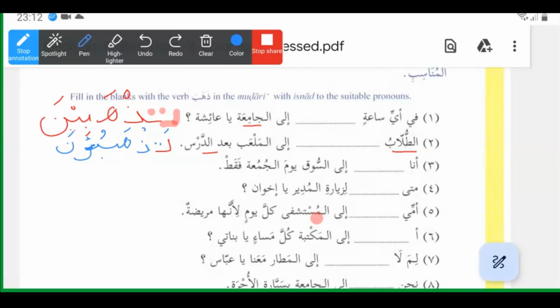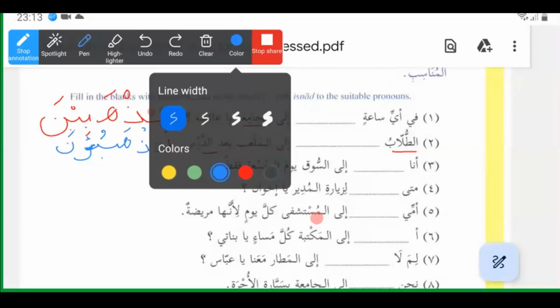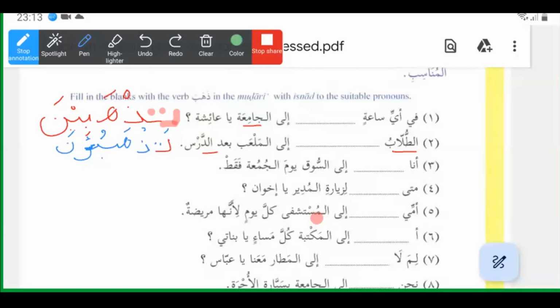أنا dash إلى السوق يوم الجمعة فقط. Now, ana means it's the first person. I'm talking about myself. So I will say, ana azhabu ila souk yawm al-jum'ati. On Friday, faqat, only. Meaning, I go to the market only on Friday. So I will say, ana azhabu.